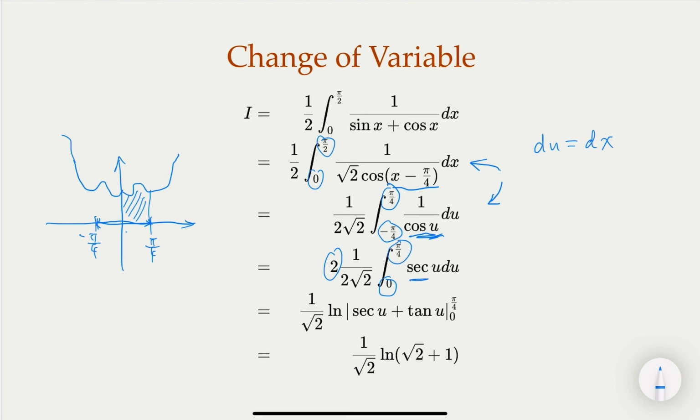And this is the second, right? And here we use the formula here, and the range is going to be pi over 4 and 0, and then when you plug in, you get this is the final answer.